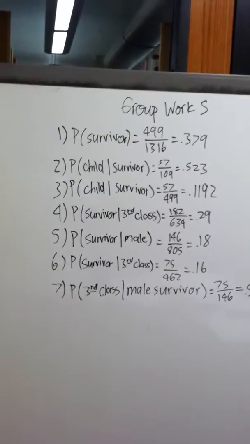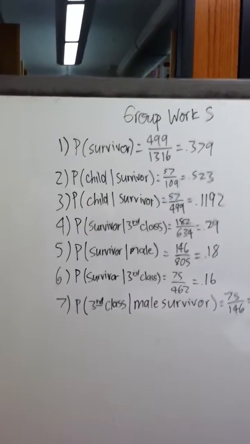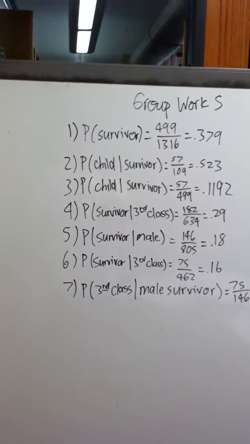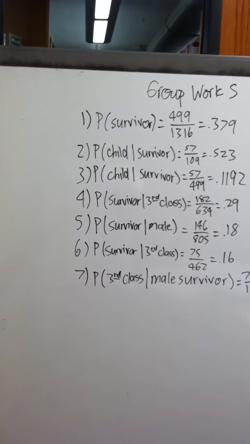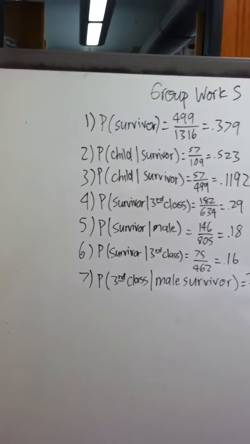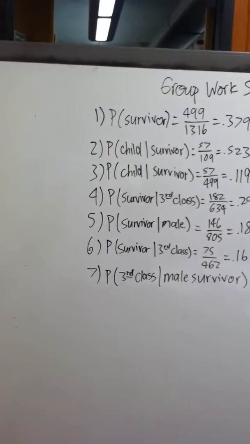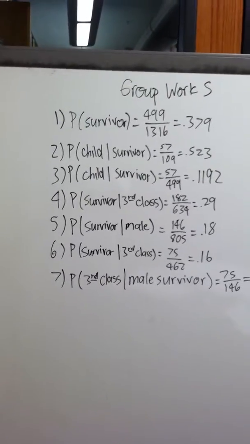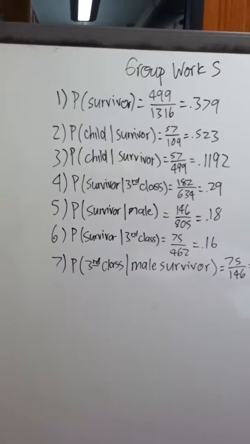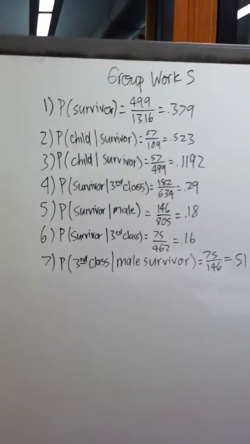First question is asking what is the probability that a randomly selected passenger from the Titanic was a survivor. In this case, we would take the total number of people that survived on the Titanic, and divide that by the total number of people that were actually on the Titanic. So 499 divided by 1316 would give us a probability of 0.379.